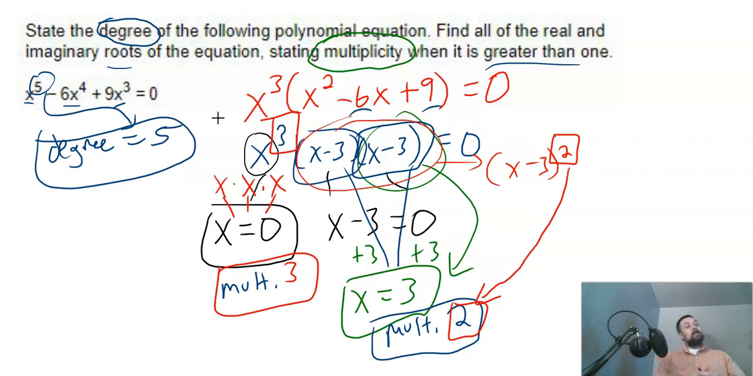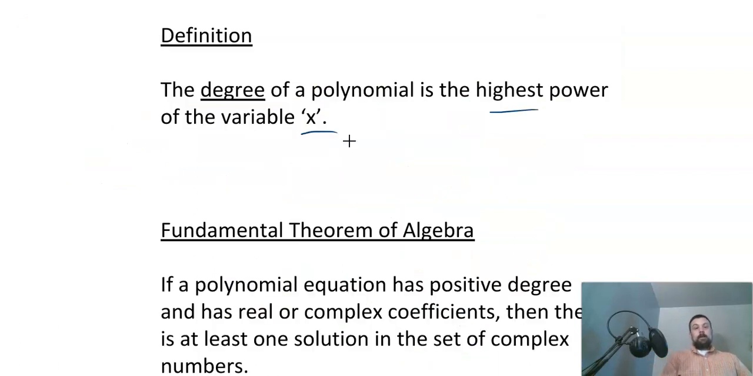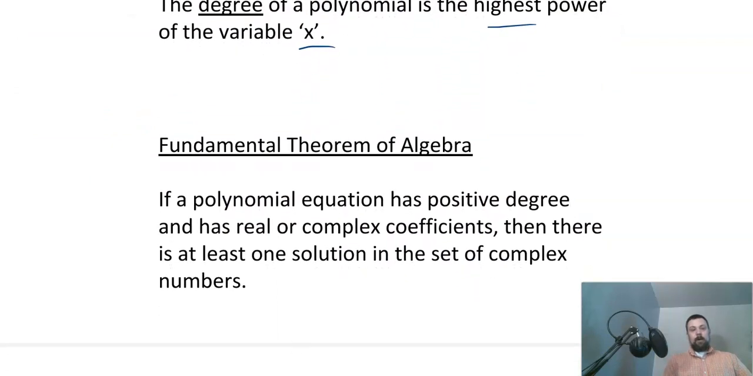So if your factor has an exponent on it, then that exponent will be the multiplicity of the root you get from that factor, assuming that it doesn't exist somewhere else in the problem. So if we're writing all of our factors simplified using exponents, then the exponent will be the multiplicity of that root. Okay, let's take a look at this next concept that was on this page that I didn't talk about previously. It's called the fundamental theorem of algebra.